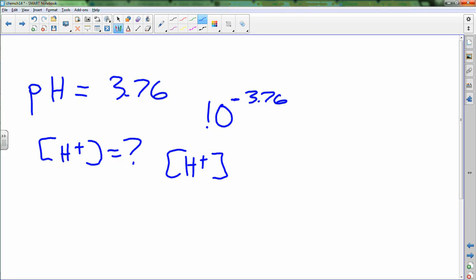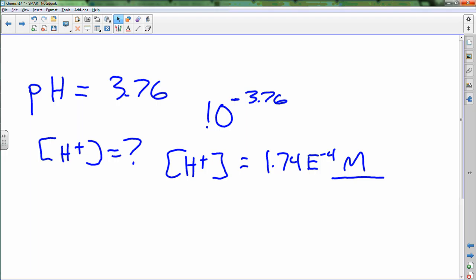And you do have a button on there. If you do shift log, it will put it in for you, but you also could put 10 with a caret, negative 3.76. And we get the concentration 0.74 e to the negative fourth molar. Don't forget your molarity there. It's all based on moles per liter. And the same thing would be true for pOH. If you know the pOH, and you want to find the concentration of hydroxide ions, you take 10 to the negative of whatever that pOH is.